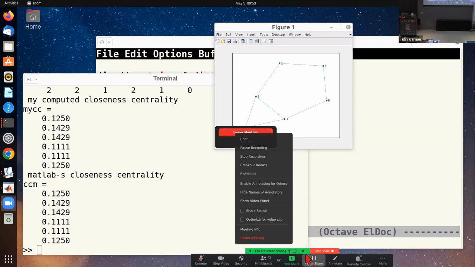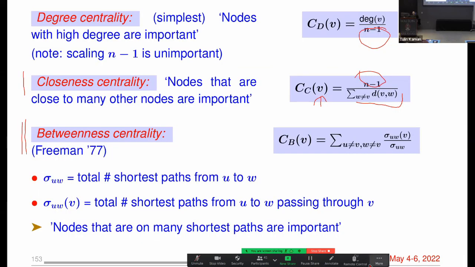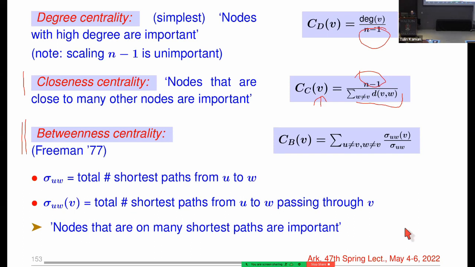Screen sharing is paused. Why is it paused? Sorry, I must have touched the button inadvertently, and I forgot how to unpause this thing. Okay, thank you. Sorry about that. Okay, so let's go back to this thing.